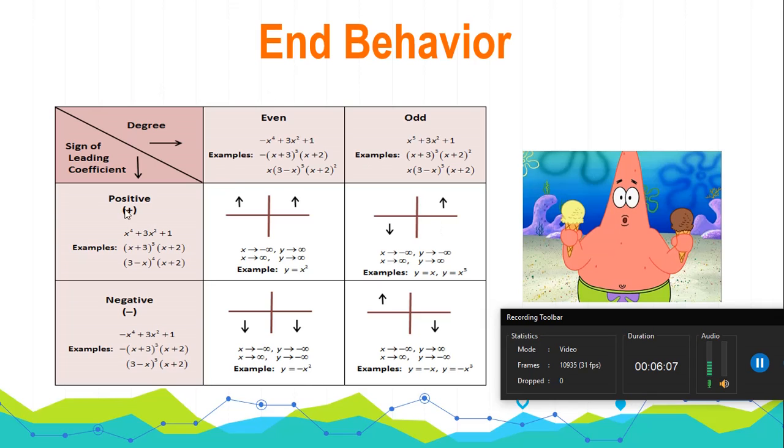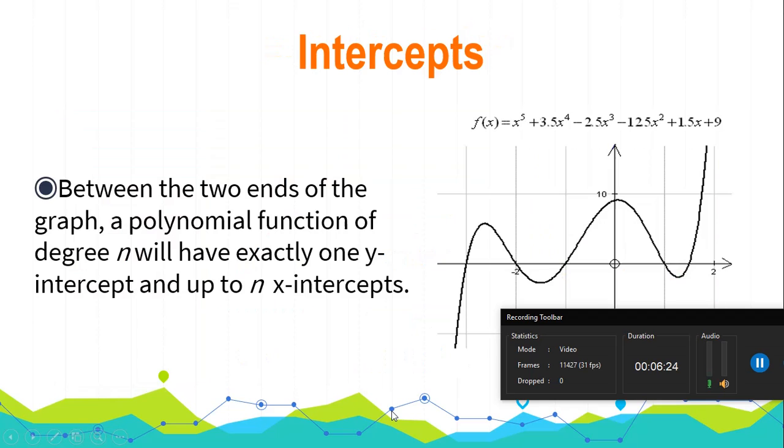If the coefficient is positive, this is the normal direction where the right-hand side is up and the left-hand side is down. But if it's negative, it flips over and the left side goes up and the right side goes down. You can always refer to the chart if you need additional guidance.